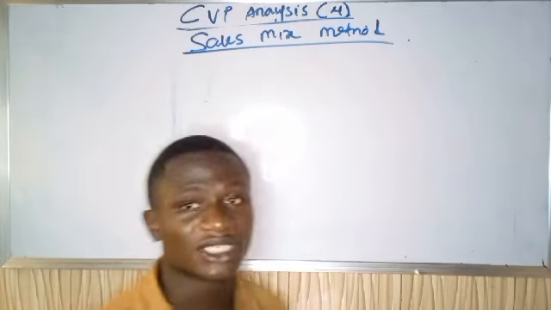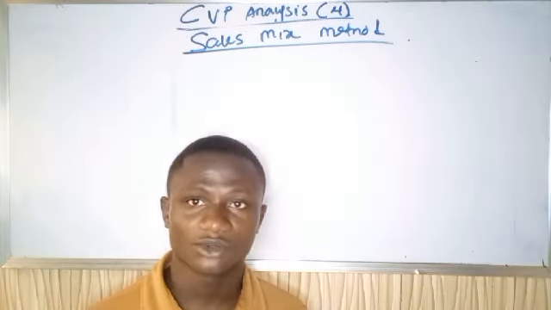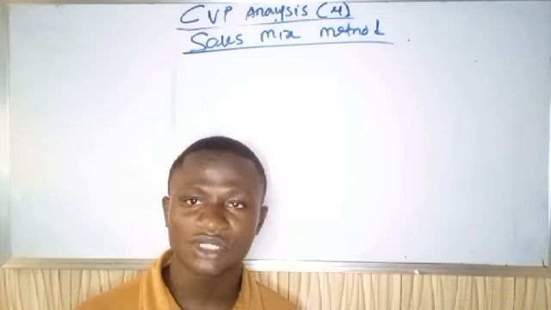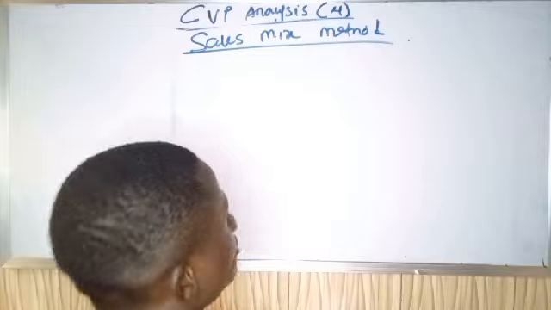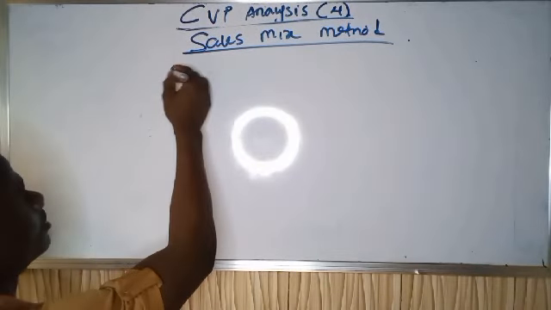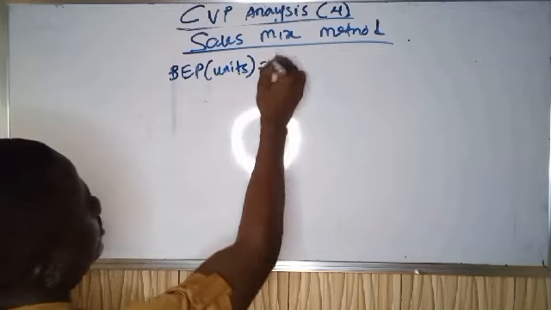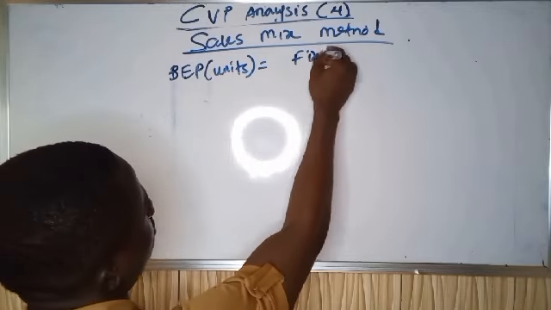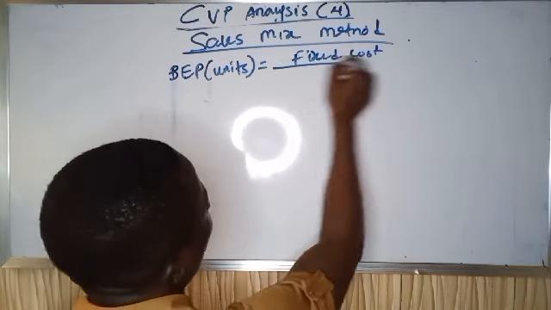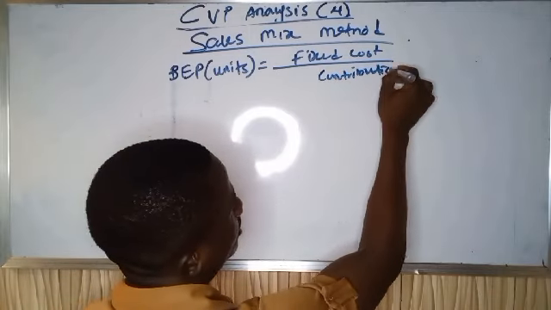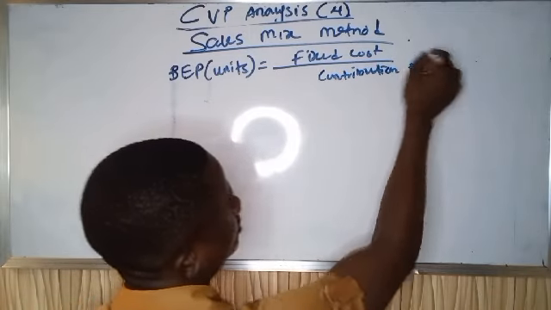The first thing you need to do is that to calculate your break-even point in value, if you want to use the sales mix method, you have to first calculate your break-even point in units. And to calculate your break-even point in units, from all the formulas we've established so far, break-even point in units is equal to fixed cost over contribution per unit.